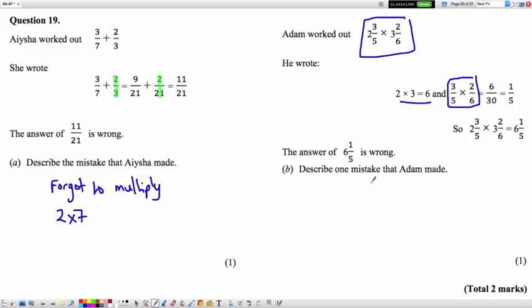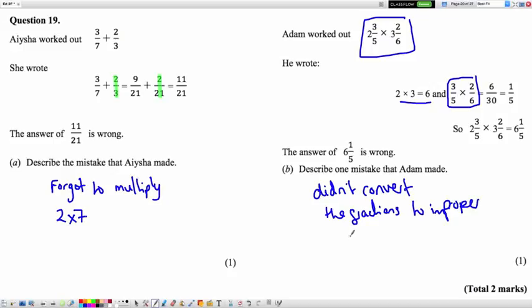The mistake that he has made here is that he did not convert his fractions, his mixed numbers, into improper fractions first. You cannot multiply the parts separately. So he did not convert the fractions to improper fractions first. He kept them as a mixed number.